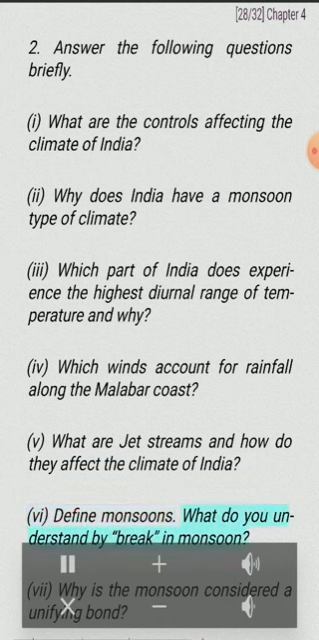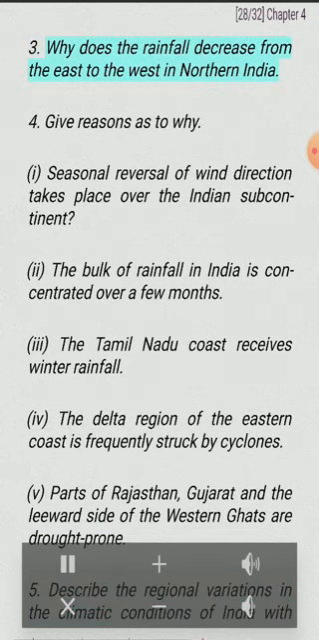B. Define monsoons. What do you understand by break in monsoon? B. Why is the monsoon considered a unifying bond? 3. Why does the rainfall decrease from the east to the west in northern India?